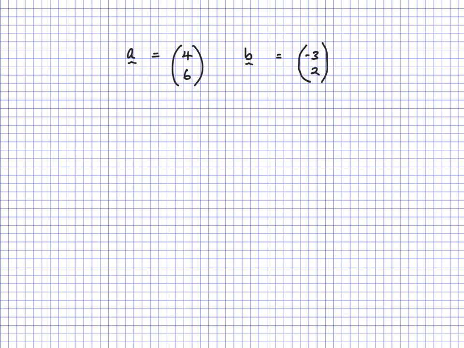Now what else can we do? We can multiply a vector. So what would 3a look like? Well, it would be 3 lots of (4, 6). That would give us components 3 times 4 is 12, 3 times 6 is 18. I'm not going to draw this vector, you might want to.